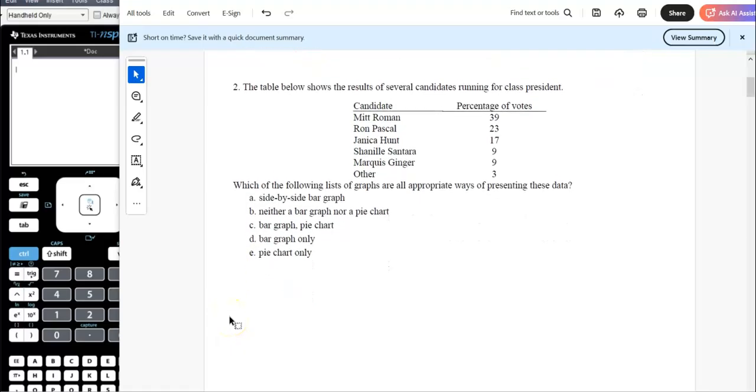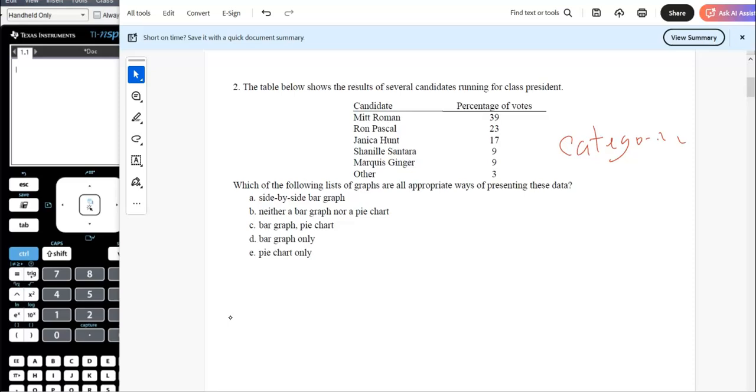Okay, let's see. The table below shows the results of several candidates running for class president. Which of the following lists are all appropriate ways of presenting this data? So I guess you have to find out, is this categorical or is this quantitative data, right? Because that's the big thing. It seems to me this is categorical, right? So if it's categorical, then which of these lists are all appropriate ways of presenting the data?